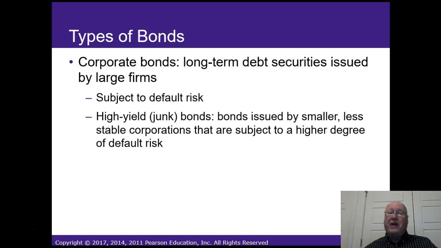There's something out there called junk bonds, which are very high yield bonds. And usually these are issued by smaller or less stable companies that are subject to a higher degree of default risk. So the only way that they can sell those bonds is in essence for them to actually have a higher interest rate on that.